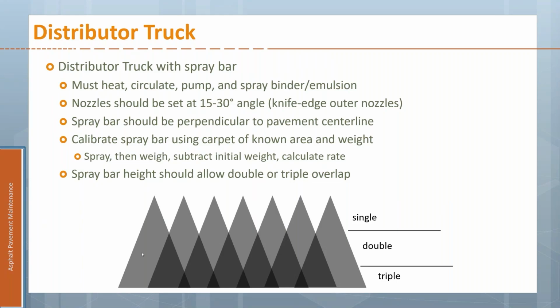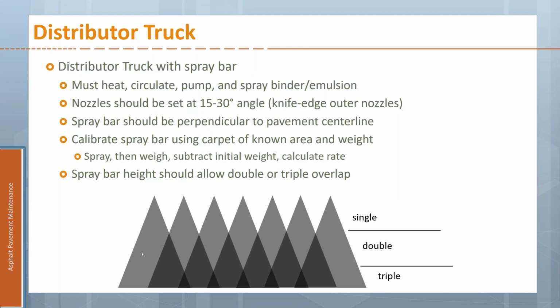And then we can also do a calibration of the spray bar. And one of the easiest ways to do that is take a square of carpet that's got a known area, usually a 1 yard by 1 yard area. And then we weigh that. We know what it is with nothing on it. We put that down on the pavement and then run the truck across it, spray it at whatever rate that we think it needs to be. And then we weigh that again.